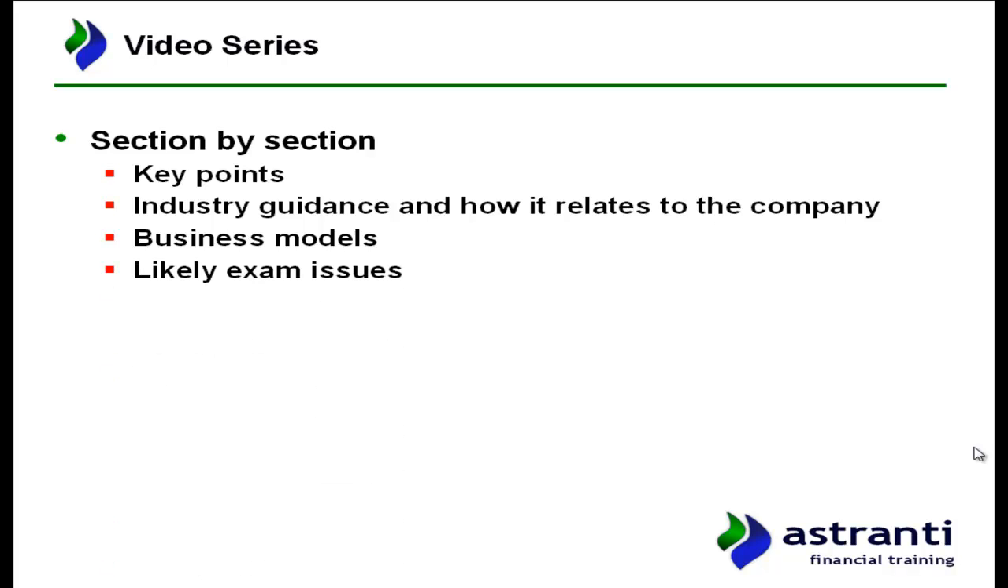We'll also talk through likely exam issues. So we will assess this based on the types of questions that CIMA have asked in the past, and also on the case study itself. For example, if there is a significant amount of material within the case study being dedicated to a particular topic or a particular business model, that increases the likeliness that they will ask a question relating to this on the exam. After all, what would be the point if they didn't do that?